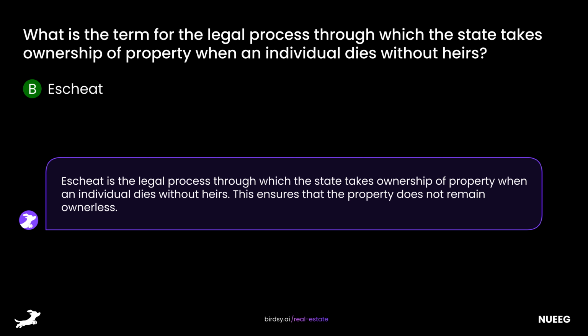Escheat is the legal process through which the state takes ownership of property when an individual dies without heirs. This ensures that the property does not remain ownerless.